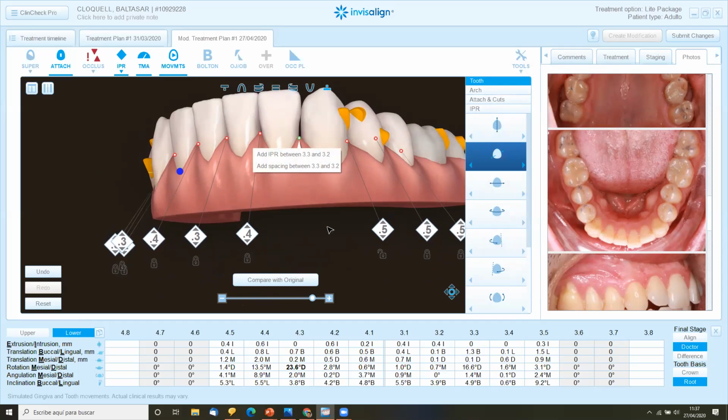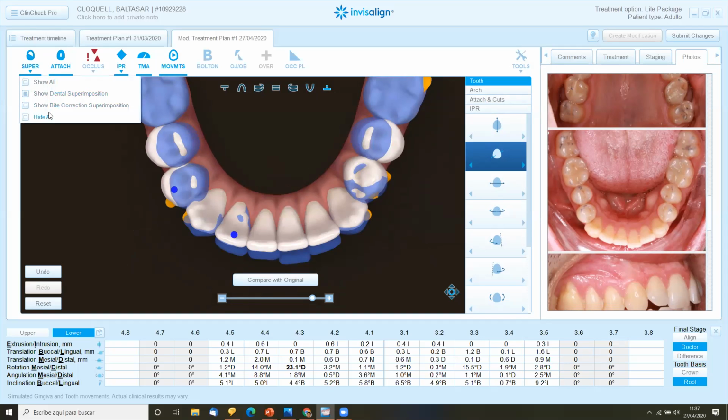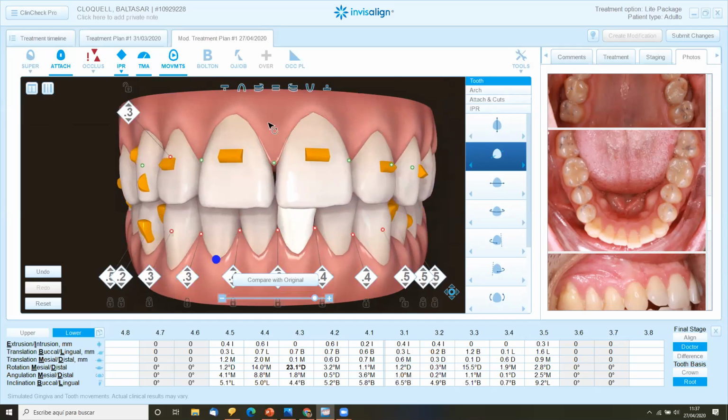And now, okay, thinking, give it a second. A bit more here. Now, let's see what happens. Okay, now we have a bit of retroclination that we didn't have before. Okay, you see it? Let's hide it and let's go here. Okay, I'm planning IPR here, of course, just for aesthetics. A bit more, okay, to close the gap.